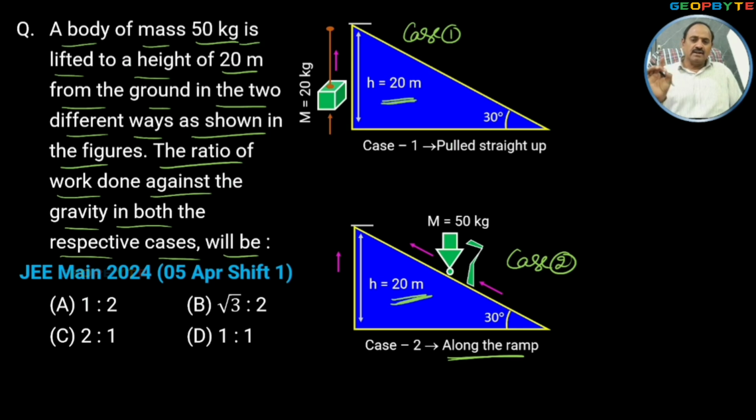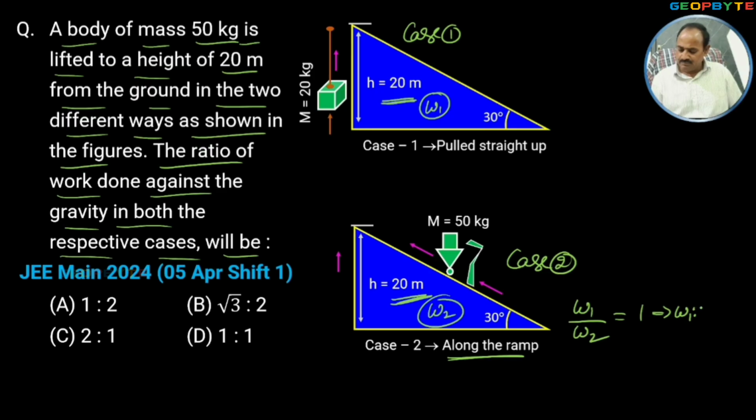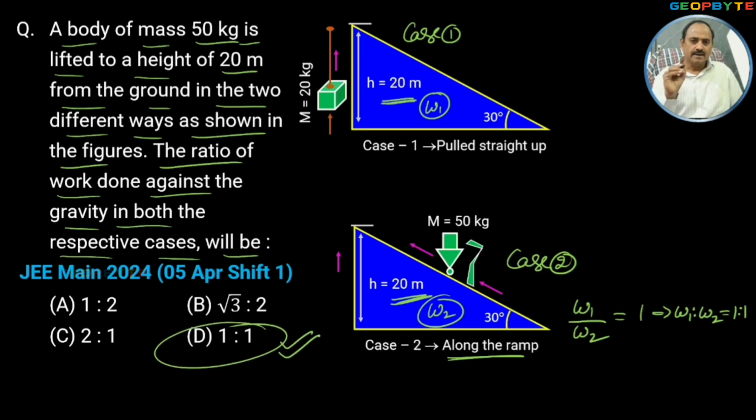Since the vertical distance traveled by the body in both cases remains the same, I can say that, let W1 be the work interaction in the first case and W2 the work interaction in the second case, W1 by W2 is 1 only, or W1 is to W2 is equal to 1 is to 1 only. Therefore, option D is absolutely correct. Understood clearly? Yes. Let me write that point.